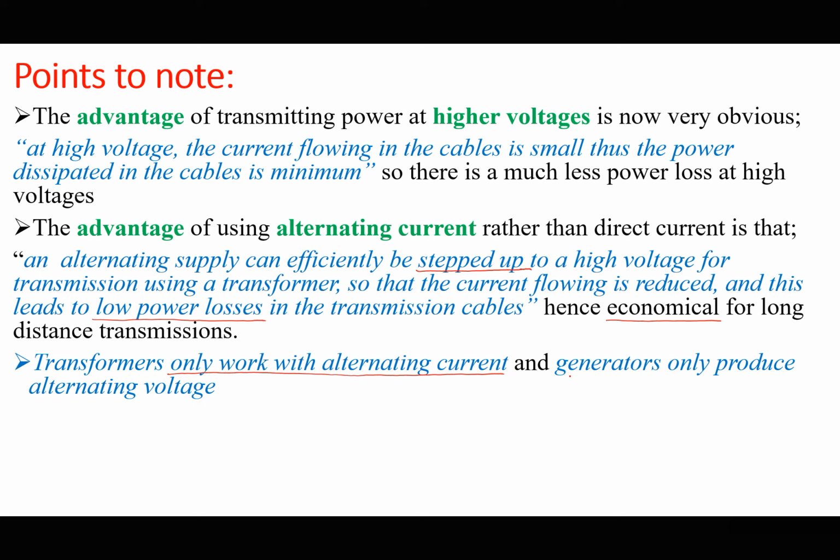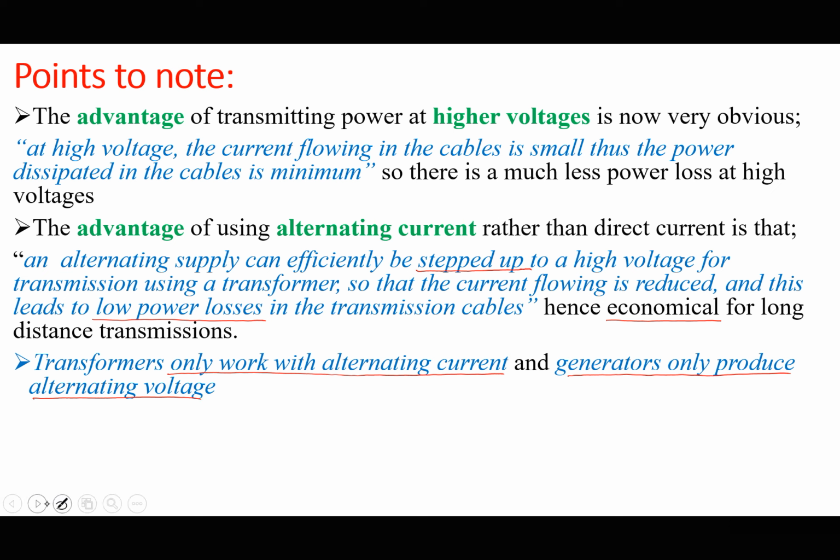By the way, you should also note that generators only produce alternating voltage. Generators only produce alternating voltage because of the principles which are used during the generation of this voltage. As the coil turns, it changes direction, and the induced EMF, or the generated EMF, also keeps changing direction. So generators only produce alternating voltage, and transformers only work with alternating current or alternating voltage.